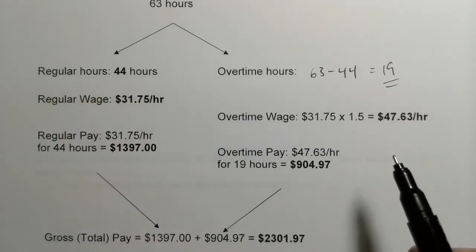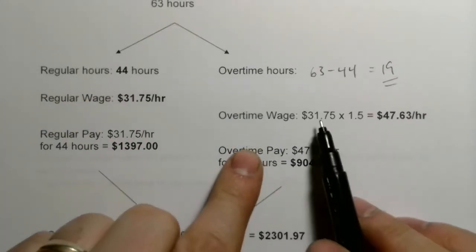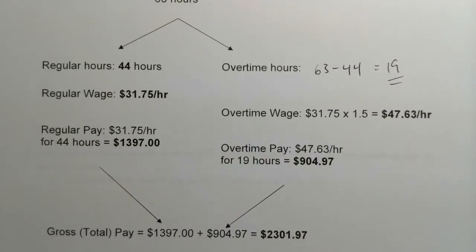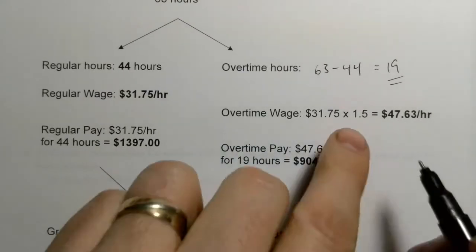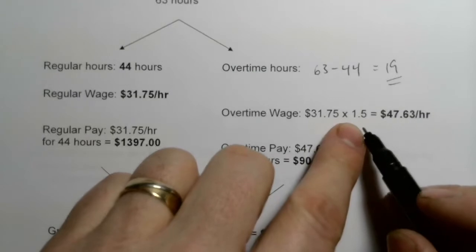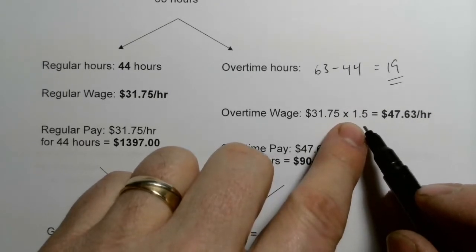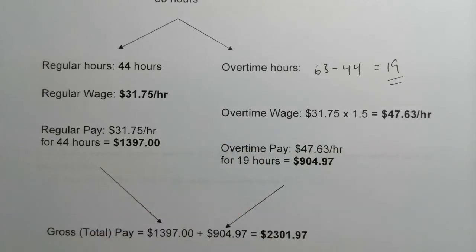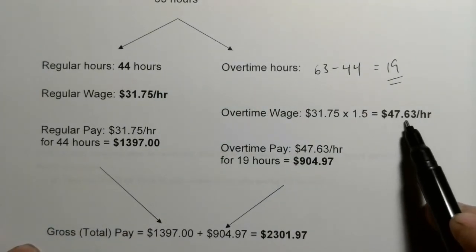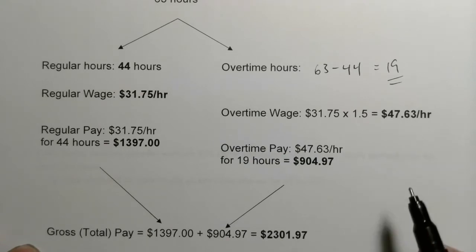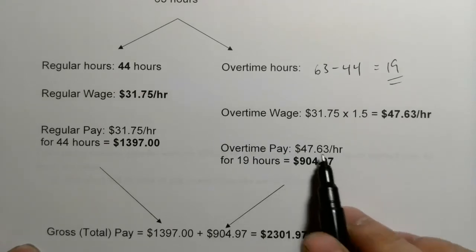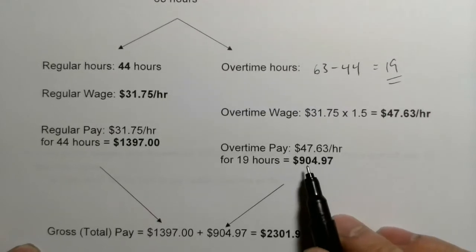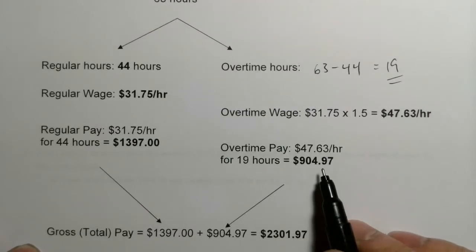Now, you're just not seeing that. It is mentioned down here. But the overtime wage is going to be $31.75 multiplied by that multiplication factor, 1.5, because we're getting 1.5 times what we would normally get paid. So we're getting paid $47.63 per hour now. Then we multiply those two together. So for overtime, we're getting $904.97, right? So we're getting just under $1,000 there.